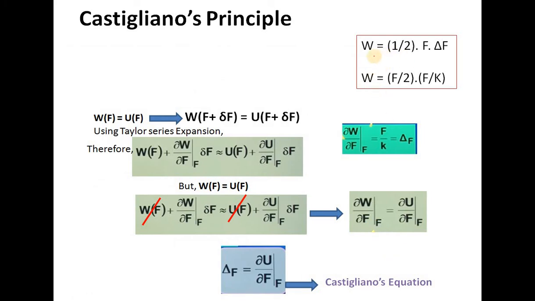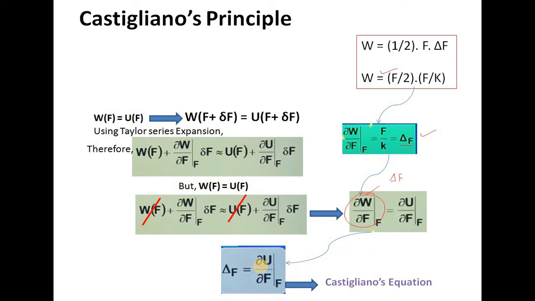Okay, now we know this formula, that is W is equal to half of F times delta F, which we have written as W is equal to F by 2 times F by K. Now when I partially differentiate this with respect to F, I will arrive at this kind of a function, that is dou W by dou F with respect to F is equal to F by K. But F by K is already delta F, that we know. So I can once again substitute this into this equation, that is this will be now delta F.